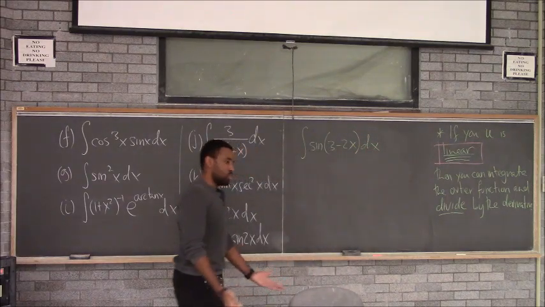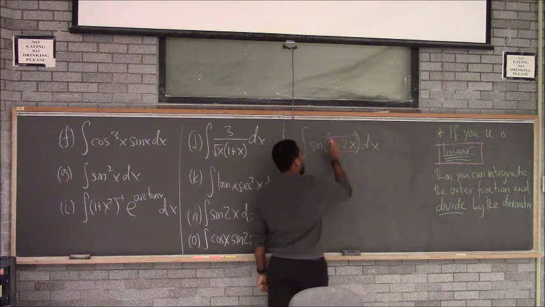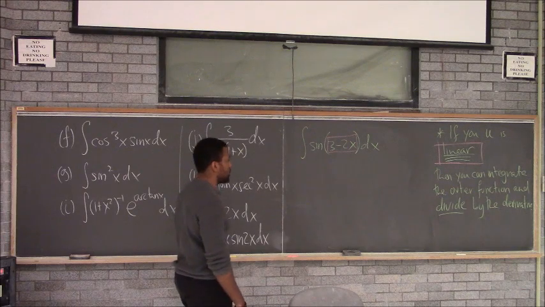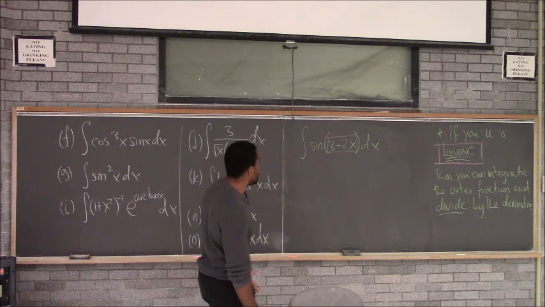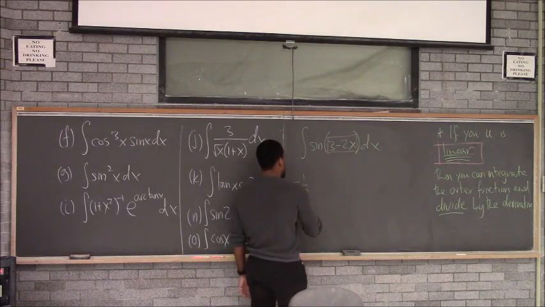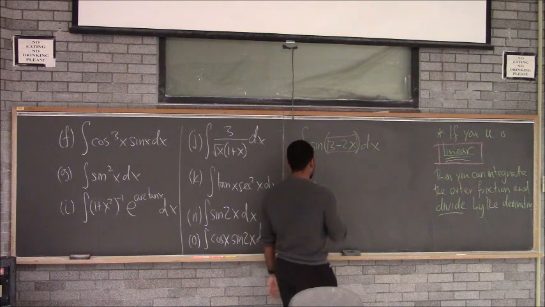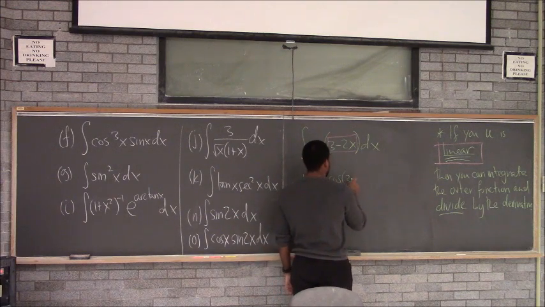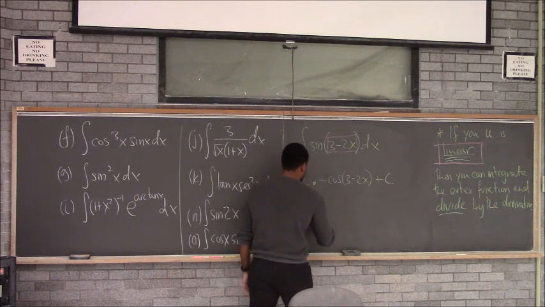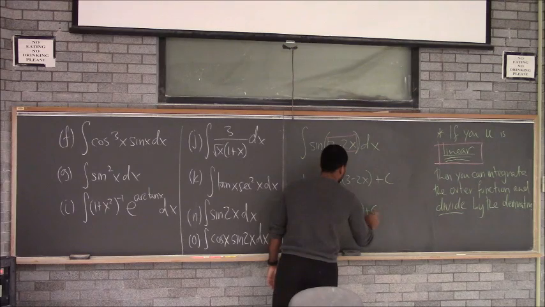Notice that if you were to do a substitution, you would substitute this part. That part is linear, which means you can just divide by its derivative. So if you realize that the derivative of that is going to be minus 2, you're just going to put a minus 1/2 out here. And just integrate the outer function, which is going to be minus cosine of 3 minus 2x plus c. So that gives you positive 1/2 cosine of 3 minus 2x plus c.